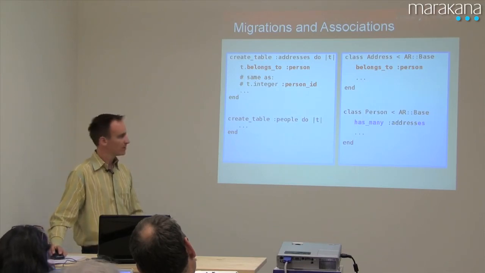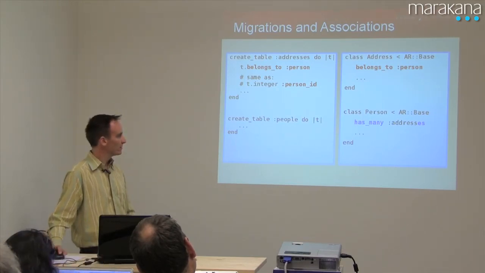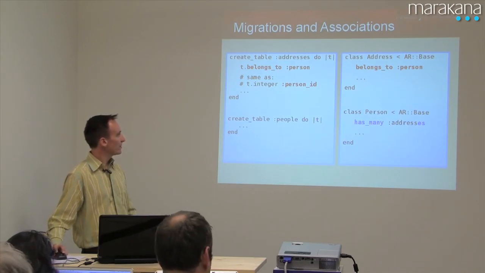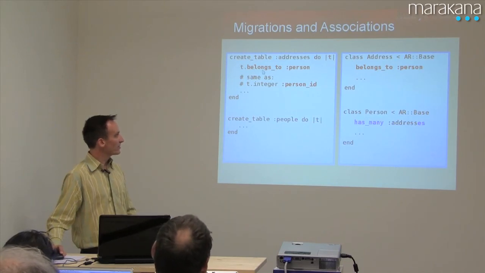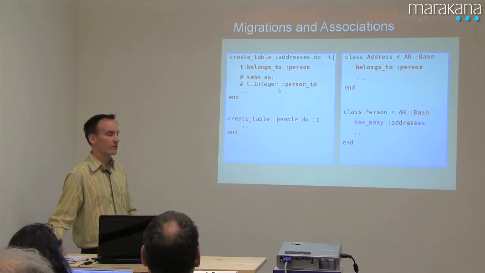And now you've gotten rid of that t.integer person_id on the left? Yes, so these are equivalent. The question is whether the t.belongs_to in the migration over here is the same as t.integer person_id. Yes, they are equivalent.